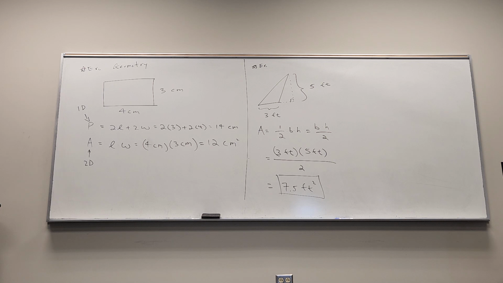Rectangle, triangle. Square is the same thing as a rectangle, just because a square is a type of rectangle. It's a specific case of a rectangle.